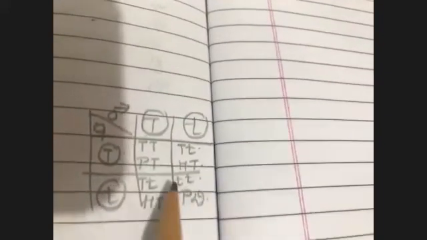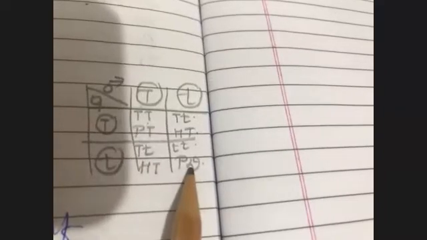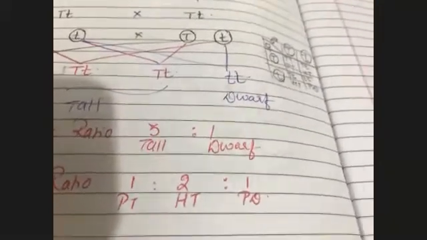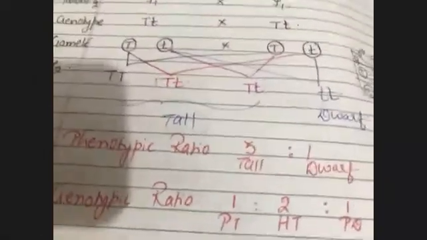So this genotypic ratio is there now: 1 pure tall, 2 hybrid tall, 1 pure dwarf. Very clear? So this is the ratio of the monohybrid cross. Correct? Now, right from when I was a student, I was trying to solve one particular thing which I did not get till now.